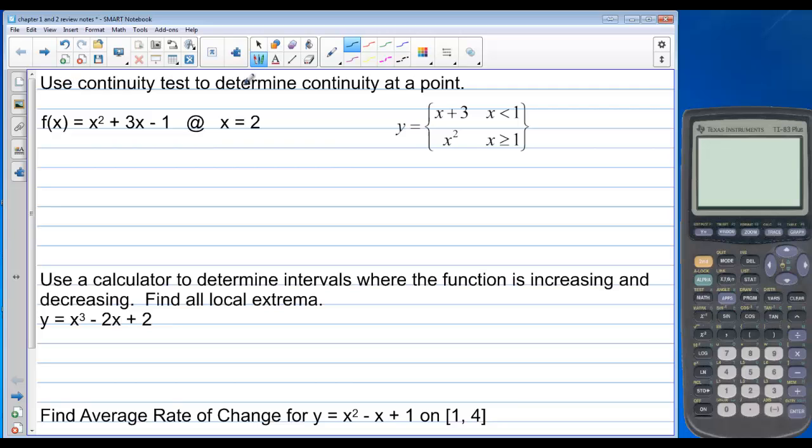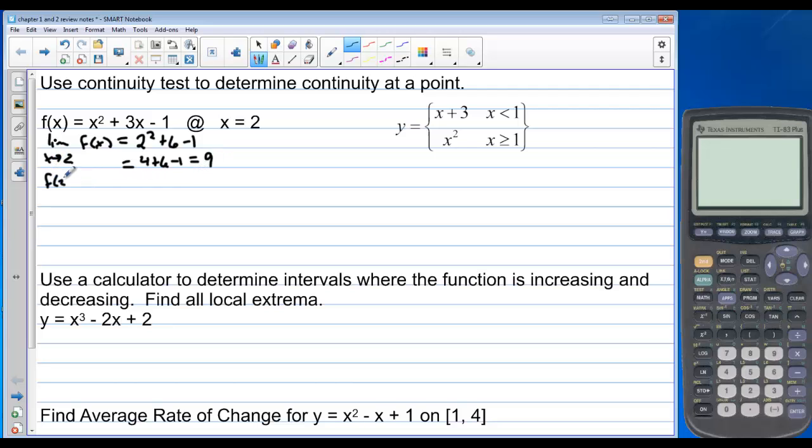Use continuity tests to determine continuity at a point. We have the function at x equals 2. Let's find the limit as x approaches 2 of f of x. And when we find limits, we first try to plug in the value and see if there's any problems. And in this case, there aren't going to be any problems with just plugging in the value. We have 4 plus 6 minus 1, that's 10 minus 1. The value is 9, so the limit's 9.